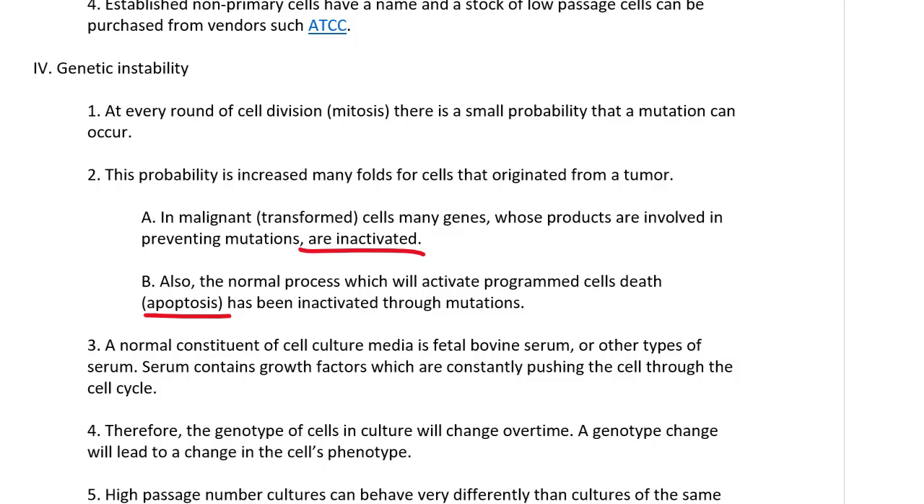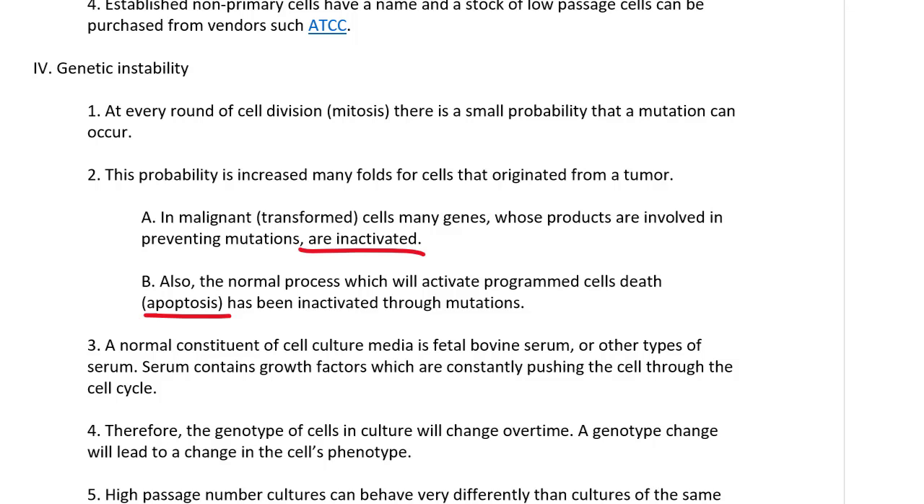So for a cell to become cancerous, to go through the transformation process, one thing that it has to do is remove the checkpoints, the proteins that are involved in monitoring for mutations. And the second thing is to inactivate apoptosis, or as many triggers for apoptosis as possible.